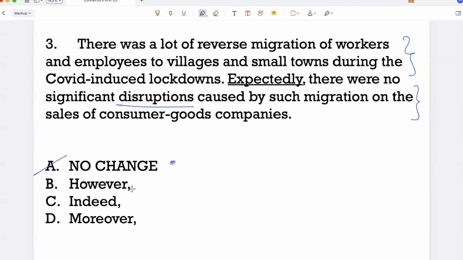So I like B. Indeed is like, in fact, that it is used to stress something, right? So again, the second sentence is not stressing what is said in the first sentence. It is a contrasting sentence, so it's not C. And moreover is to kind of take the argument forward, to give additional information. And again, that's not happening. The best option would be the contrasting connector, which is option B.